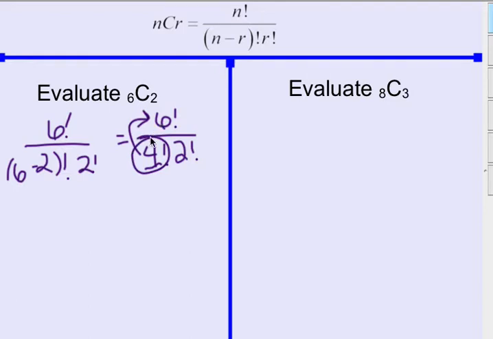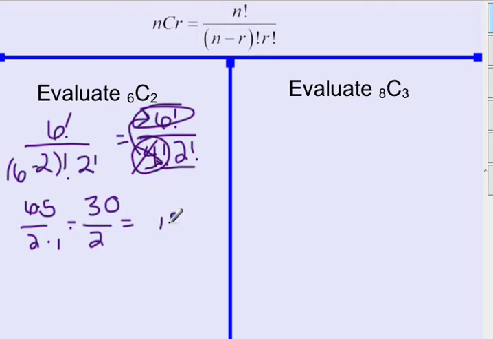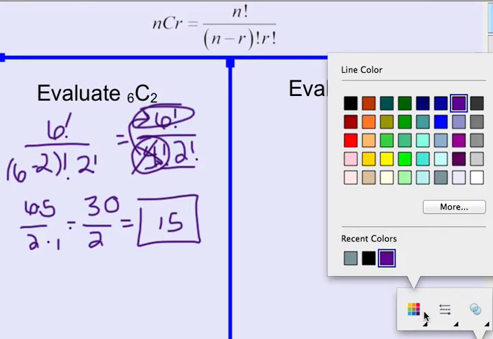My biggest factorial on the bottom is 4. So what I'm going to do is cancel out as much of the 6 factorial as I can. So I actually can get it down to just 6 times 5, because 4 times 3 times 2 times 1 is going to be taken care of there. Then I'm going to divide by 2 factorial, which is 2 times 1. So 6 times 5 is 30, and 2 times 1 is 2. 30 divided by 2 is 15, so 6 choose 2 is 15.